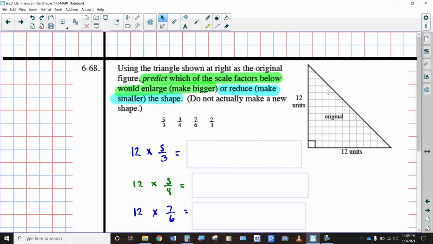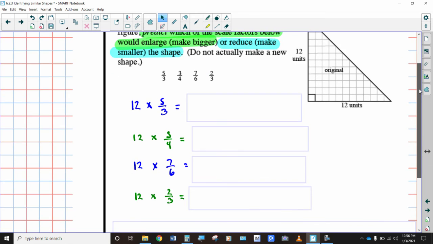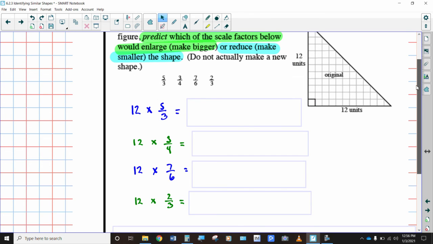Using the triangle shown at the right as the original figure, predict which of the scale factors below would enlarge or reduce the shape. Okay, so these are considered scale factors. Some of them are greater than 1. Some of them are less than 1. So which ones would make the shape bigger when you multiply? Say, take this side right there. It doesn't matter. They're both 12, right? If you multiply times the scale factor, will that number get bigger or smaller? Will this side length get bigger or smaller? Okay, go ahead and take a few moments to determine which ones would make it bigger and which ones would make it smaller.